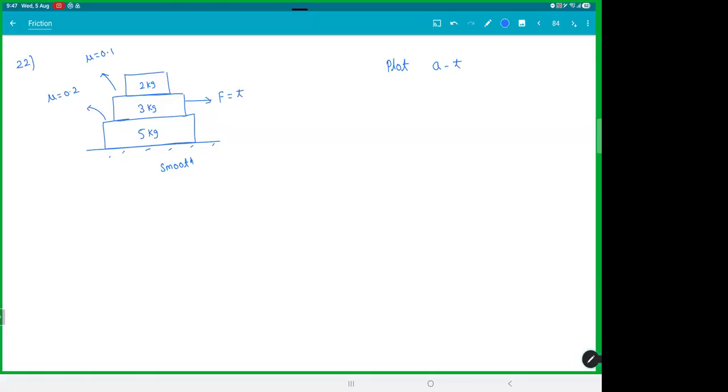10 seconds. Yeah. Get the whole graph. 18 seconds. They move separately. Okay. I'll give another minute, then I'll show you.